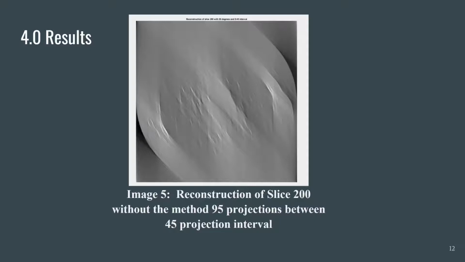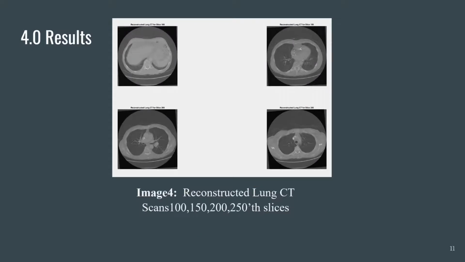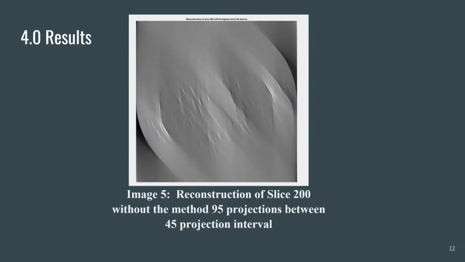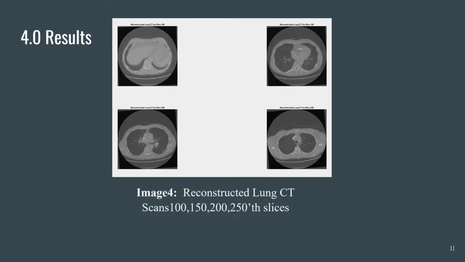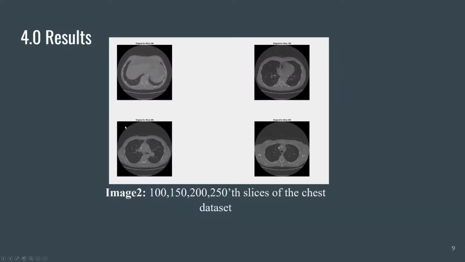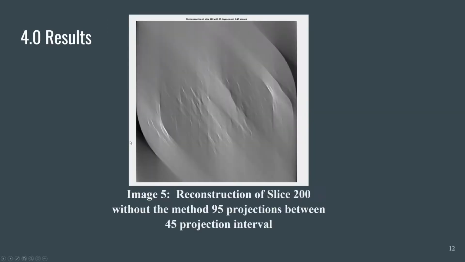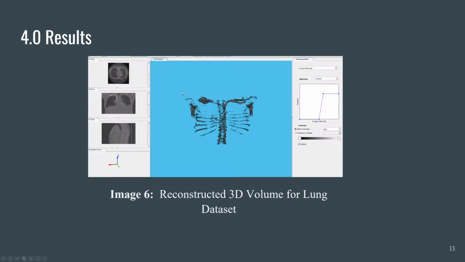I'm showing this because the projections taken in this image for slice 200 are also 95 projections between 0 and 45. If the reconstruction table is not used and only projections taken from this interval with this many projections, the resulting reconstruction is not accurate at all and doesn't mean anything. But with the similar slices projections method, the reconstruction is way more accurate, as we can see from here and here, and this is a non-accurate version without the method.